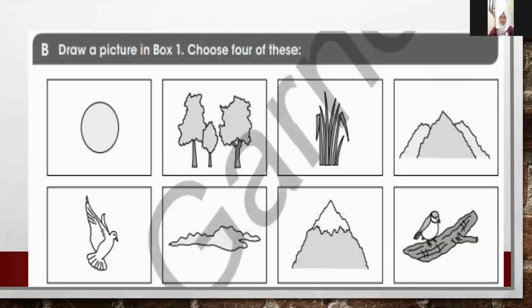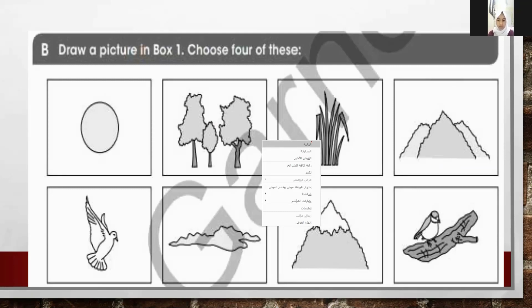Now we'll move to section B. Draw a picture in box one. Choose four of these. Could you please look at the pictures here? We have grass, trees, a mountain, and a bird. We have the sun here. Now we will move to C.